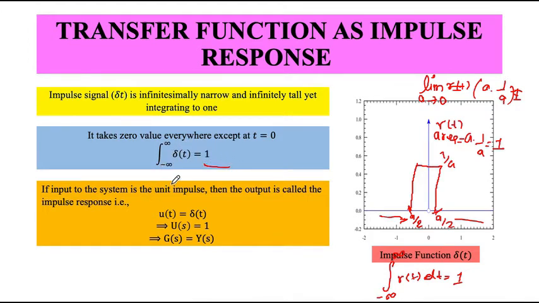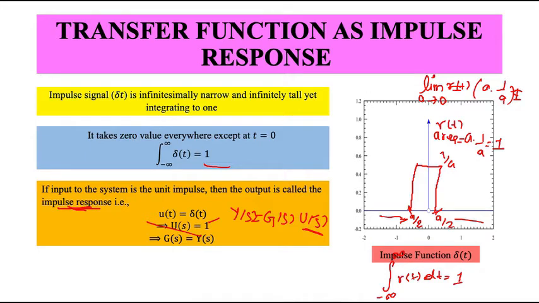So if the input to the system is a unit impulse, then the output is called the impulse response. Earlier what we had was Ys equals Gs times Us. Us is an impulse, and we know that the Laplace transform of an impulse is just 1. So I am just left with Gs. So the output is equal to Gs.